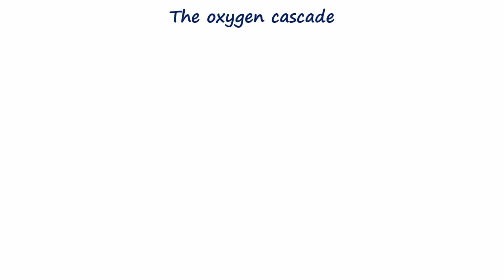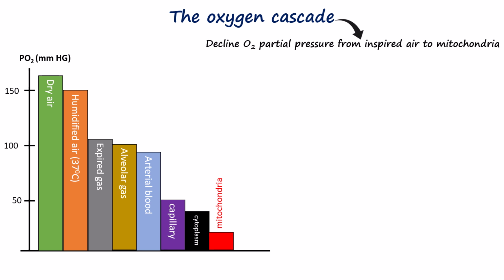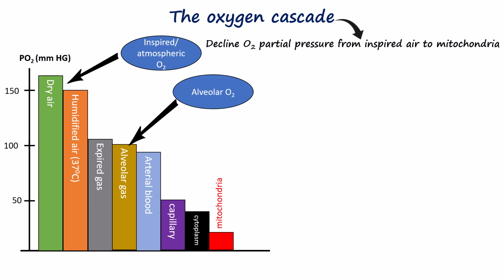Before we begin, let's look at the concept of the oxygen cascade. The oxygen cascade describes the progressive decline in oxygen partial pressure as oxygen moves from the atmosphere or inspired gas to the mitochondria. It begins with inspired air carrying an oxygen partial pressure of around 150 mm of mercury at sea level. As this air reaches the alveoli, the partial pressure drops to approximately 100 mm of mercury due to dilution by carbon dioxide and water vapor.